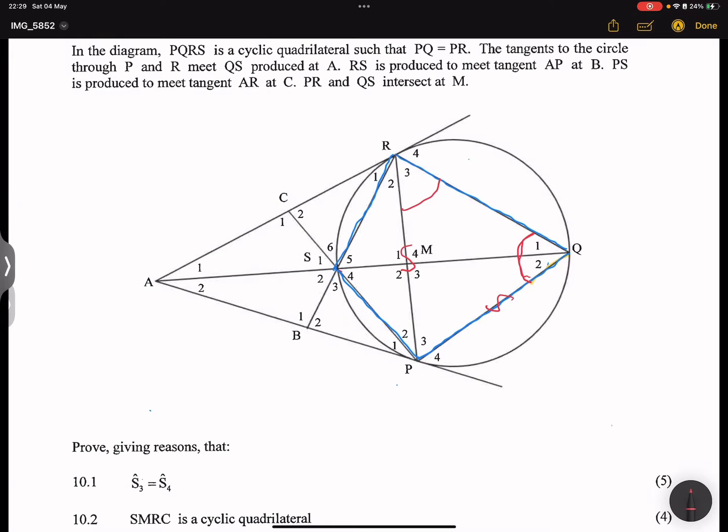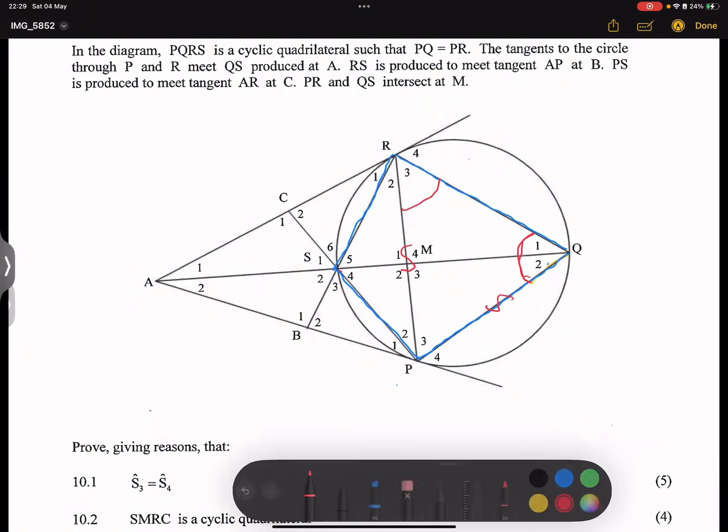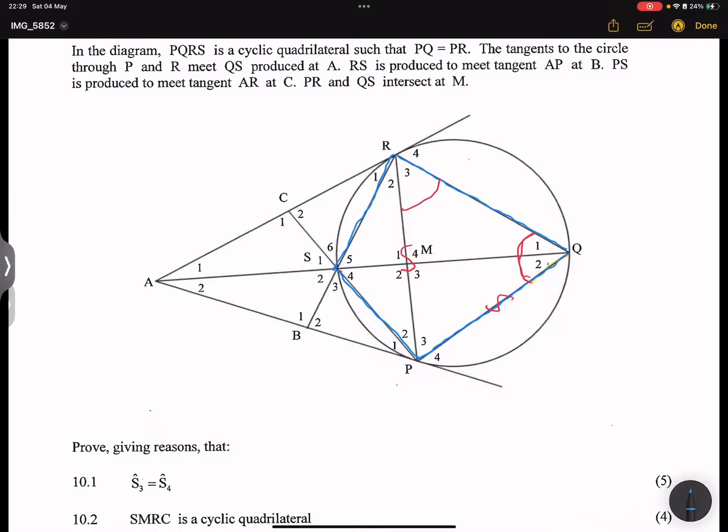Now let's do this together, ladies and gents. I want us to try and do this one together, right? So they say prove, giving reasons, that S3 is equal to S4. Now note, in this case, I want to start from S3 and say, well, suppose this angle here was X, right? Which other angle would therefore be equal to X? Now I want you to see. So S3 would be equal to the whole of that Q1 and Q2. Why? It's an exterior angle of a cyclic quad. So this angle would be X as well.